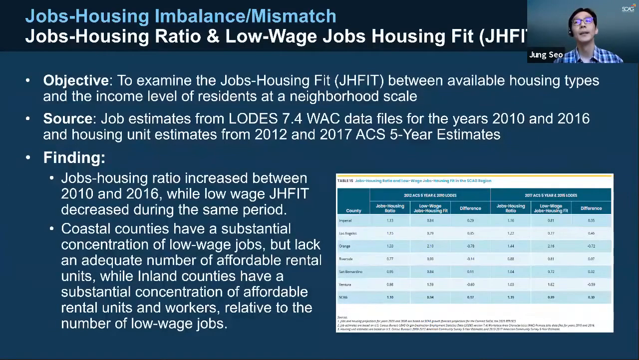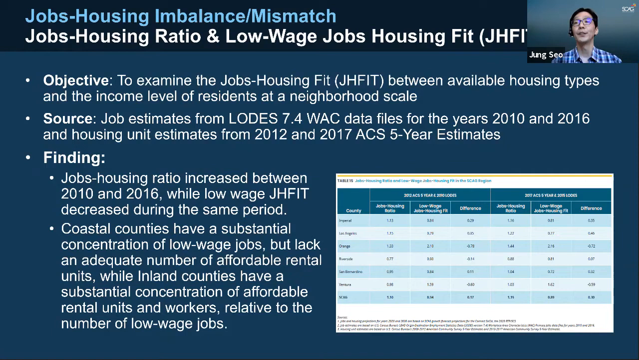So next, we also examine the job housing fit. In addition to the traditional measure of job housing ratio, we thought it is also important to examine the job housing fit between available housing type and the income level of residents. So as part of the job housing imbalance analysis, we conducted the job housing fit analysis. We applied the job housing fit methodology developed by UC Davis Center for Regional Change, and we conducted the low-wage job housing fit analysis at the neighborhood level, in other words, census tract level, as well as city level.